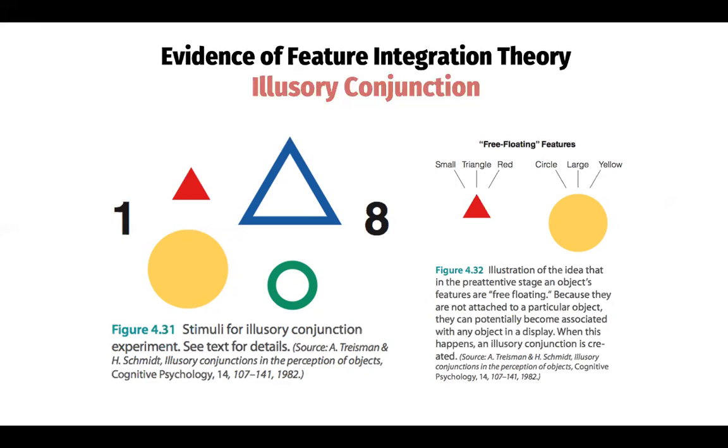So what did participants actually report seeing? Interestingly, on about one-fifth of the trials, the participants reported seeing shapes that were made of a combination of features from 2 different stimuli. For example, after being presented with the display on this left side, in which the small triangle is red and the small circle is green, they might report seeing a small red circle and a small green triangle. This combination of features from different stimuli is called illusory conjunction.